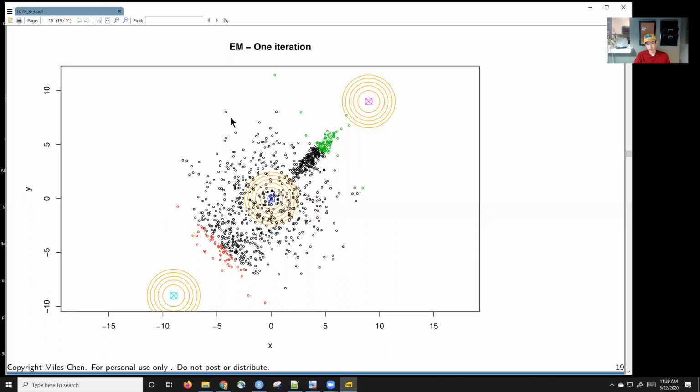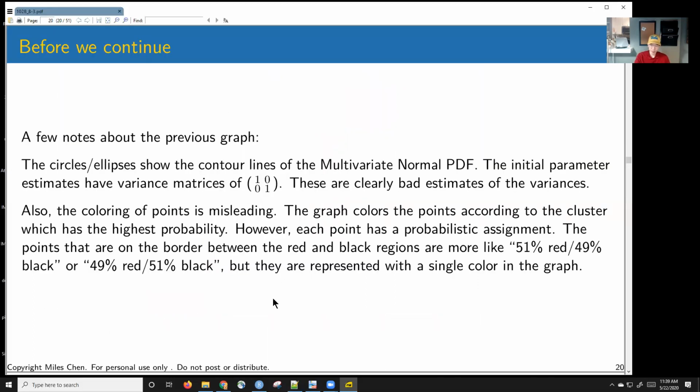Everything. So technically, this is probably something on the order of 10 to the negative 15 probability of being assigned to the red cluster, but technically non-zero, right? So that's what we have, and that's what I've written on this page.